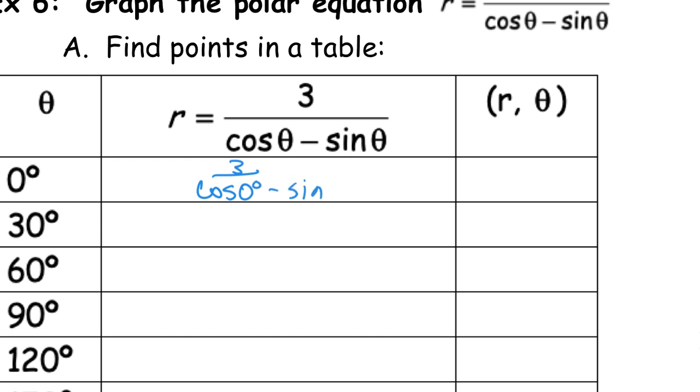3 over cosine 0 degrees minus sine 0 degrees. Okay, so what is cosine 0 degrees? 1. What's sine 0 degrees? 0. So now I have 3, 0 degrees.